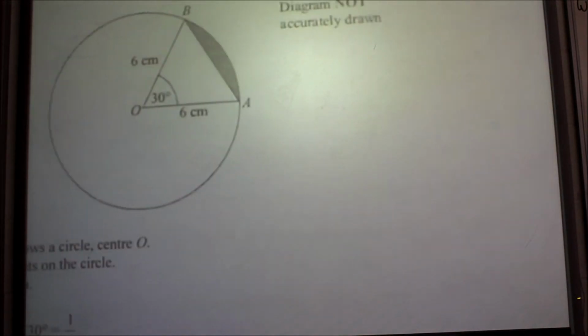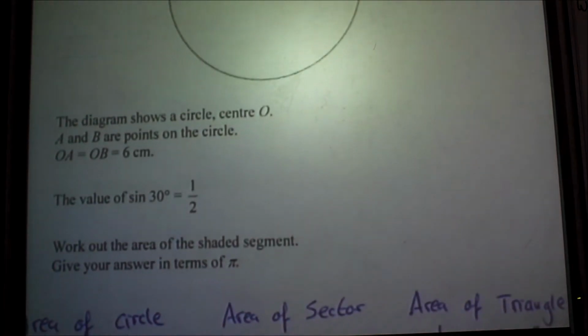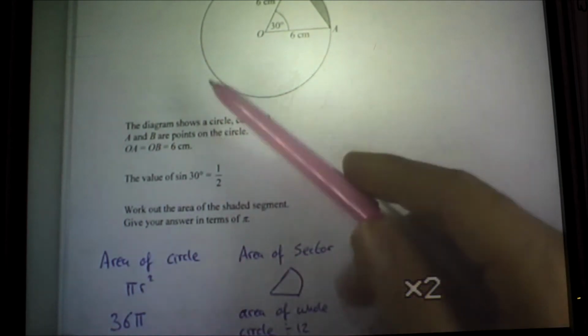Question number 16. The diagram shows a circle. Value of sine 30 is a half. That's worth noting. We're going to need that. Work out the area of the shaded segment. So that's the bit shaded in.